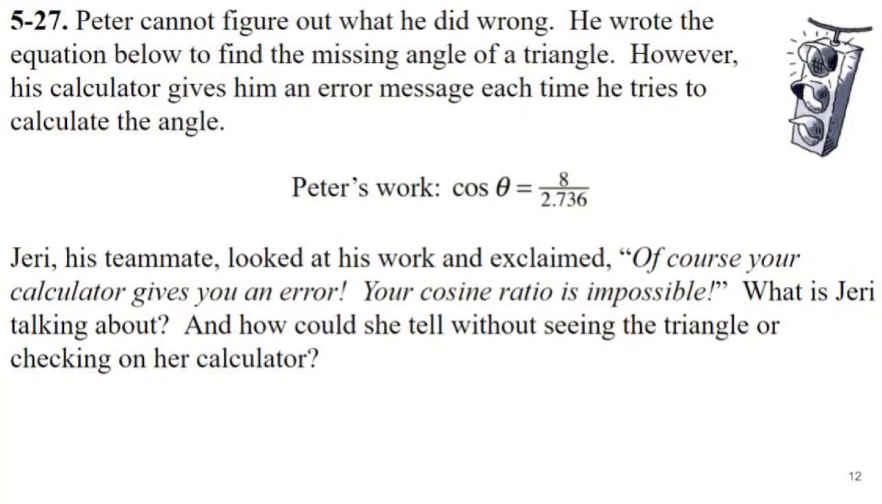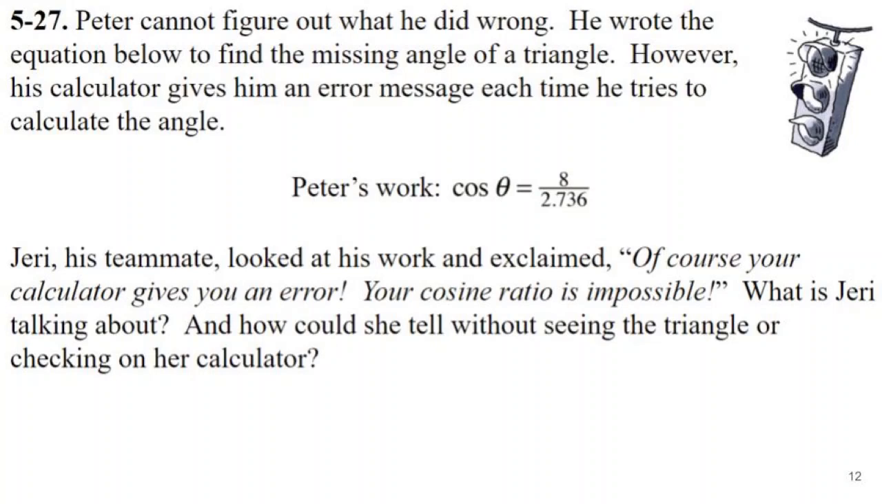Okay, so if you still don't have it, if we think about it, cosine is adjacent over hypotenuse, right? Well, if you look at that, the length of the adjacent side is 8, the length of the hypotenuse is 2.736. That's not possible for a right triangle. The hypotenuse is always the longest side of a right triangle, and in this fraction, it's saying the adjacent side is like 5 or 6 longer than the hypotenuse, which doesn't make any sense. That can't form a right triangle.